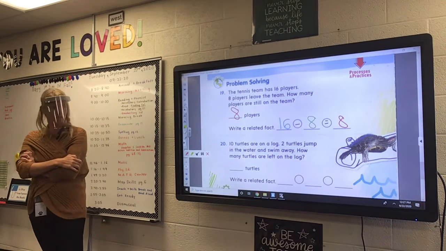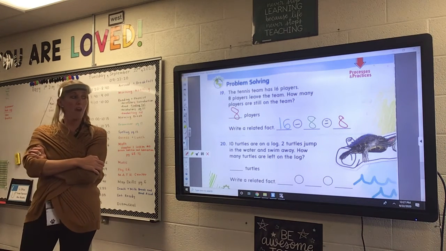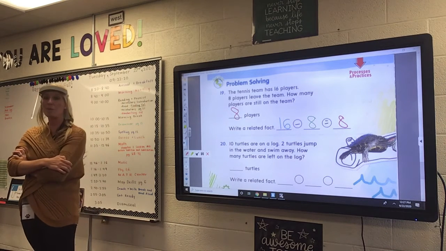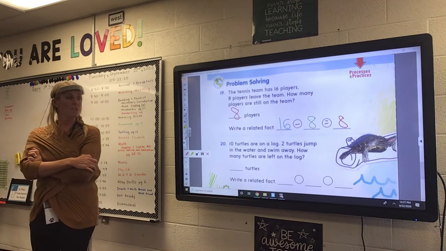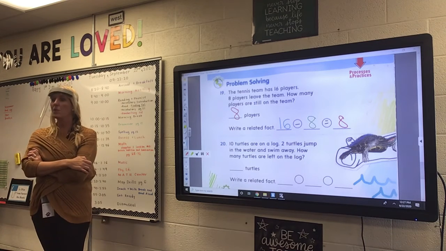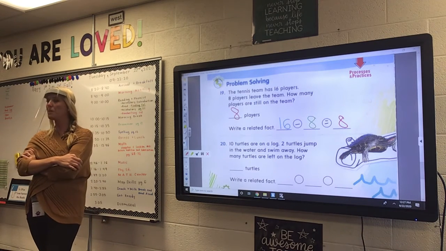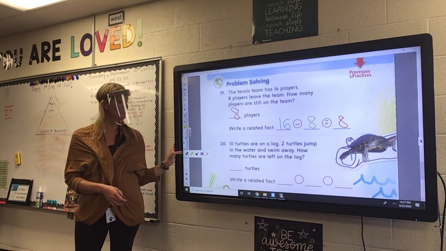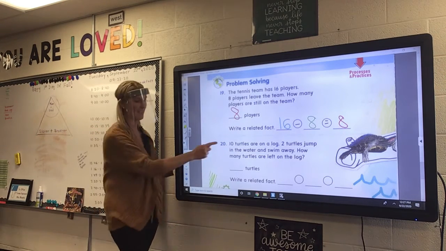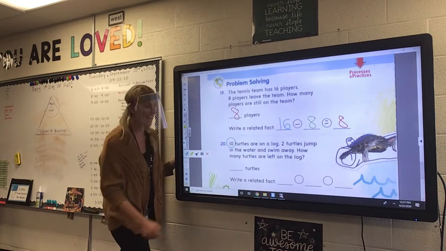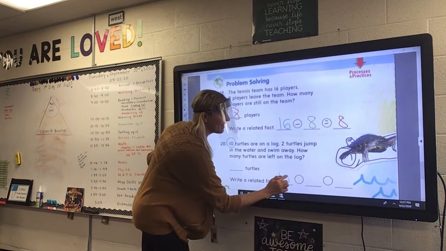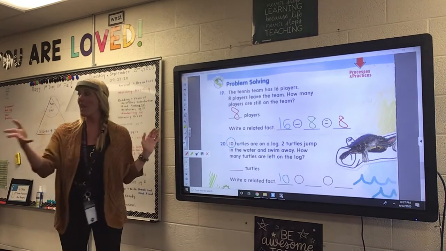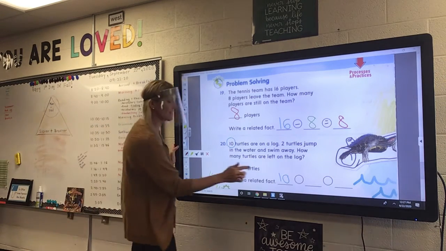Number 20. 10 turtles are on a log. 2 turtles jump in the water and swim away. How many turtles are left on the log? So how many turtles are we starting with, Corla, since you love turtles? I do too. How many turtles are we starting with, Corla? 10. And 2 jump into the water, so they go away. So we're going to subtract 2.